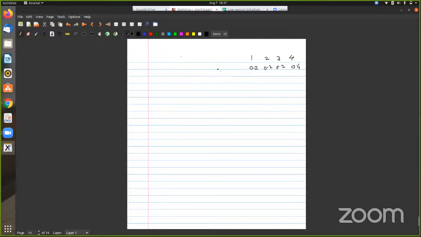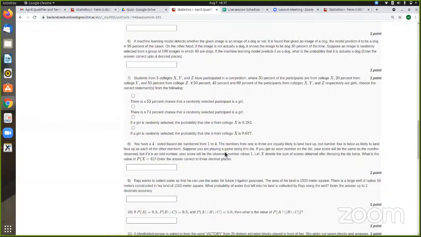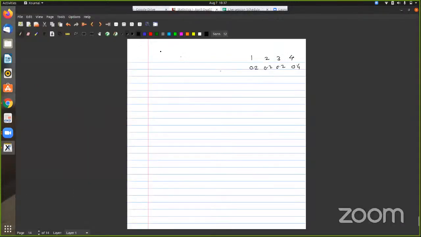Now what we need to find out is, if we get odd, our score is decreased by 1, and if we get even, we get the same score as the number. When it is even, we get the same; when it is odd, we get the number minus 1. And we need to find the probability that X equals 6, with the die thrown only 2 times. So first of all, how many cases are possible to get 6 points?